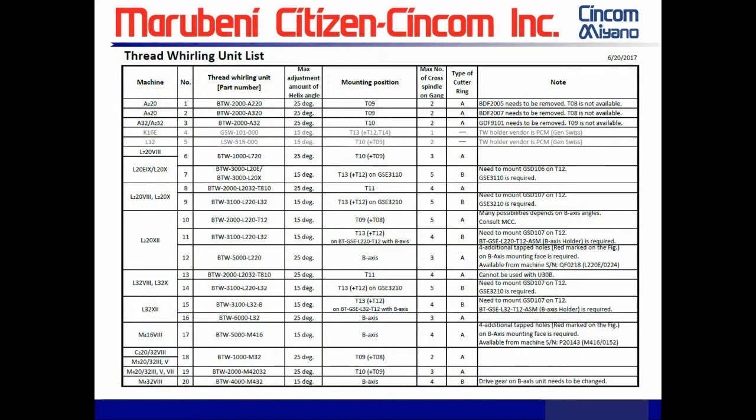There's an older chart showing all the different units that are available and who they're available from. This has been improved and increased over the years, but this has some of the machines that the first chart that you saw didn't have, so I wanted to include this in here. You can see the A20, 220, A320, the A32, K16, and so forth. It shows you which unit that you need, what the adjustable helix angle is, and what position it's going to mount in. The ones that you see here, like T13 plus T12, means you're going to put it in position 13, and it's going to use up position 12 also.